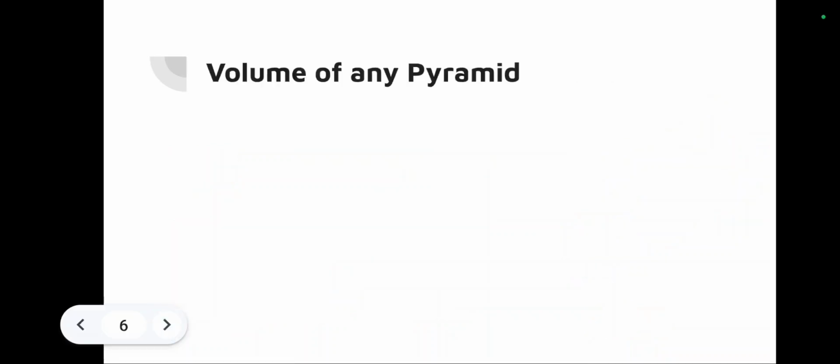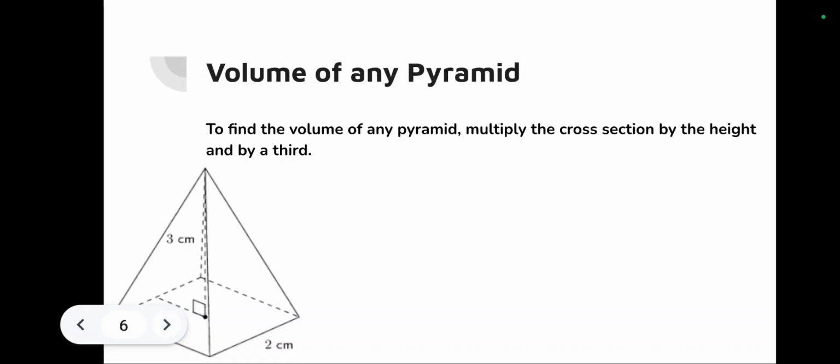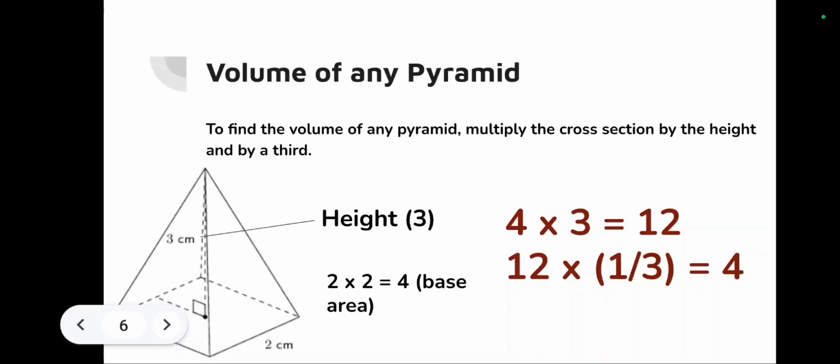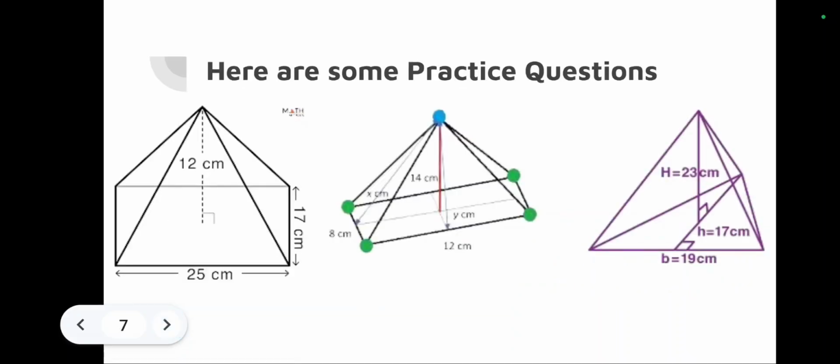Next is the volume of any pyramid. To find the volume of any pyramid, multiply the cross-section by the height and then by a third. For example, here is a square-based pyramid. We have the height and we have the base, which is 2 times 2, as we can see here. So we times the base by the height to get 12, and then we multiply that by a third to get 4. Here are some practice questions for you to try. And here are the answers.